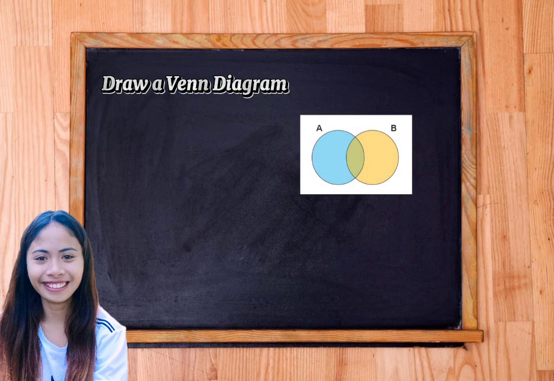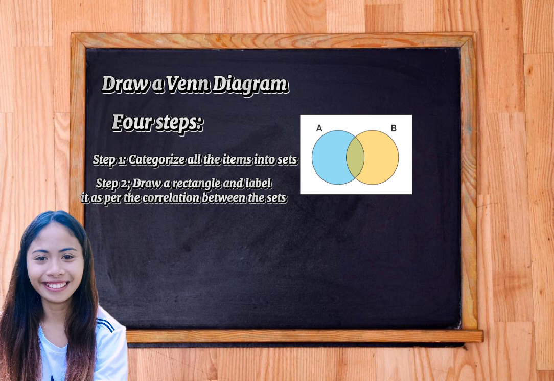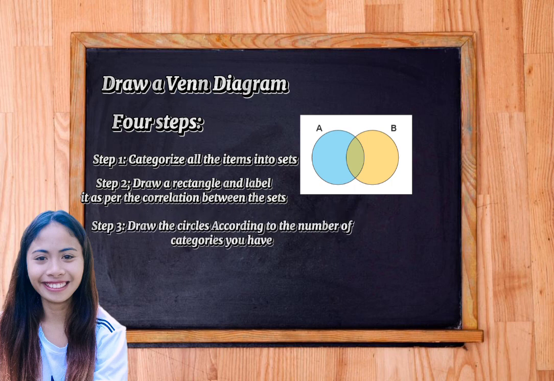A Venn diagram can be drawn with unlimited circles. Since more than 3 becomes very complicated, we will usually consider only 2 or 3 circles in a Venn diagram. Here are the 4 easy steps to draw a Venn diagram. Step 1, categorize all the items into sets. Step 2, draw a rectangle and label it, then show the correlation between the sets. Step 3, draw the circles according to the number of categories you have. Step 4, place all the items in the relevant circle.